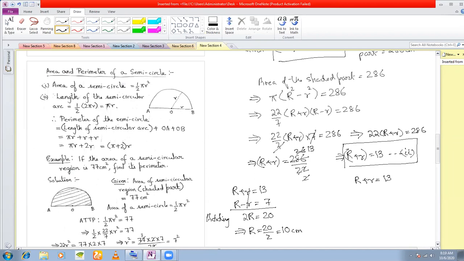Okay, in order to get the value of small r, you need to subtract the equations. So again, you rewrite R plus r is equal to 13, R minus r is equal to 7, subtracting, change the signs. The R terms will cancel. So you get 2r is equal to 13 minus 7, which is 6. That means r is equal to 6 by 2, which is equal to 3 centimeters. So you got the value of the radii, capital R and small r. Okay, so that is what they are.